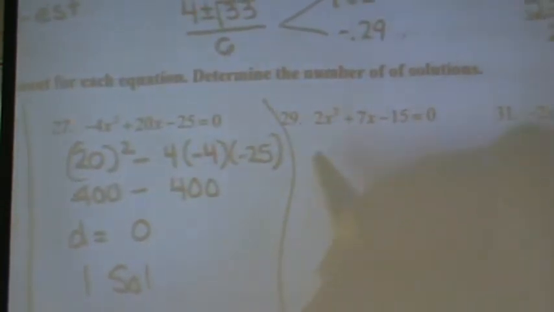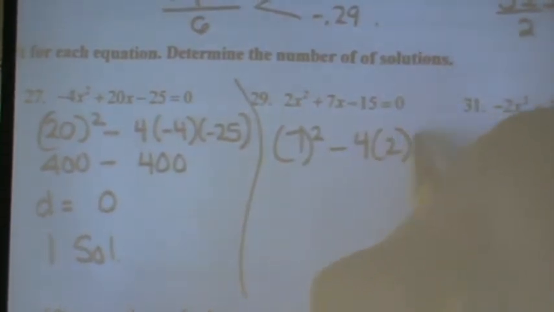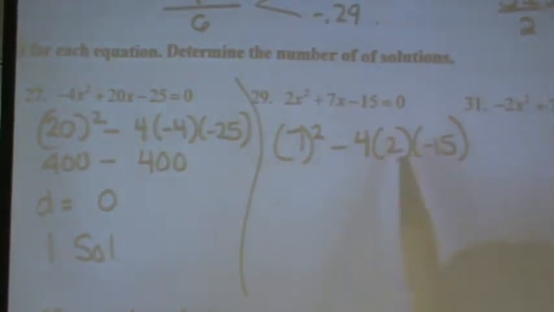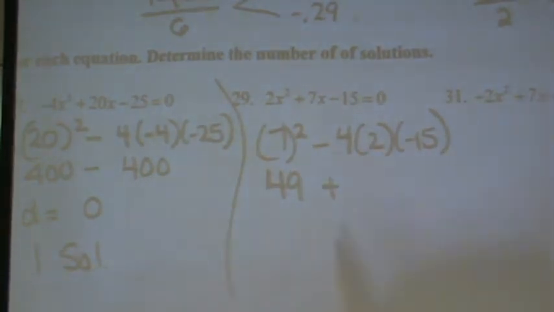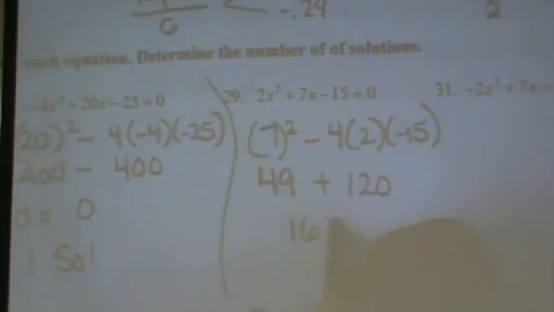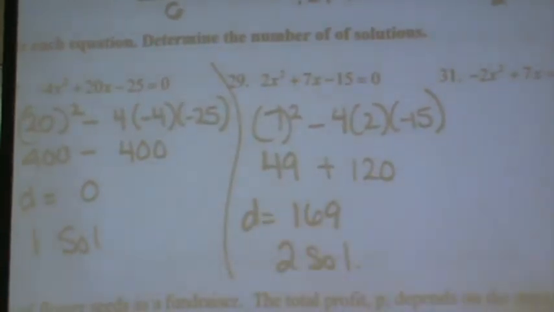The next one. The b value is 7. So 7 squared, which is 49, minus 4 times 2 times negative 15. I already know this is going to be a positive number, so there's going to be two solutions because a negative times a negative is a positive. But we still need to figure out what the discriminant is. So 49 plus, we have 8 times 15. 8 times 15 is 120, and 120 plus 49 is 169. So there are two solutions. The discriminant is 169.